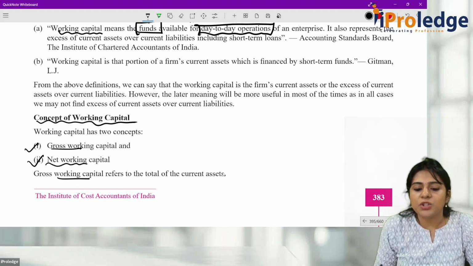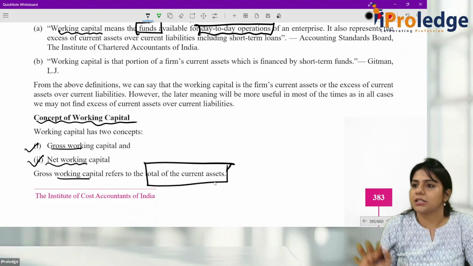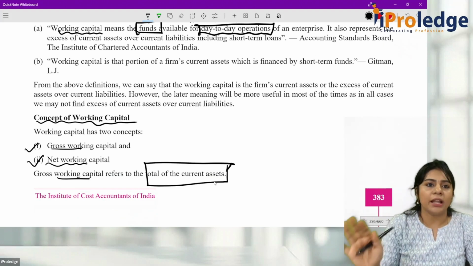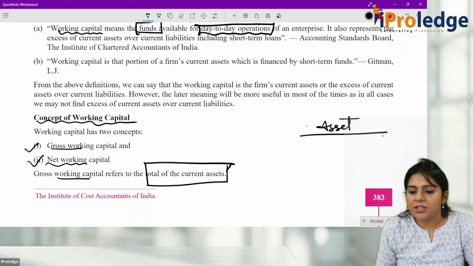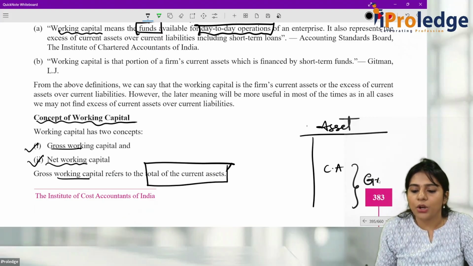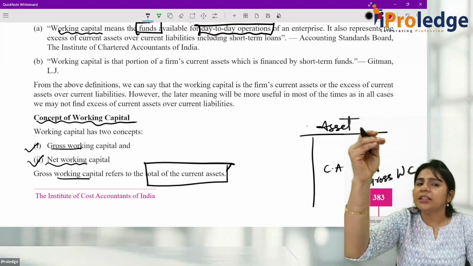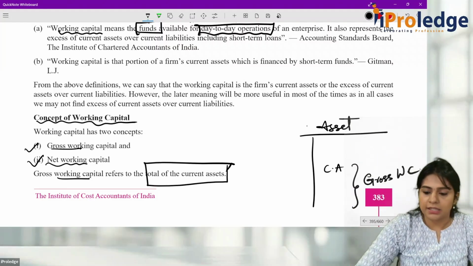Gross working capital means your total current assets. Simply what? In your balance sheet, on the asset side, whatever is your total current assets, that's called your gross working capital. Simple. Simply the total of all the current assets.